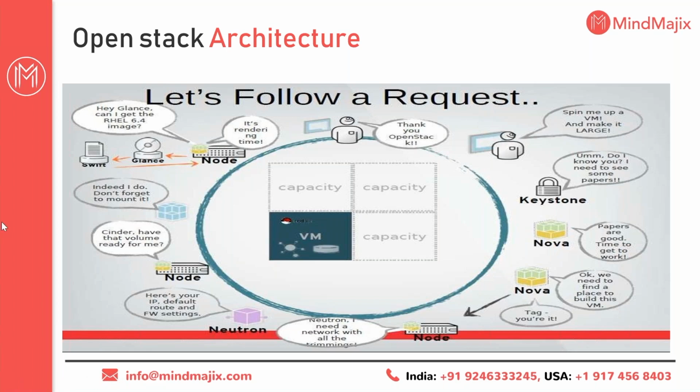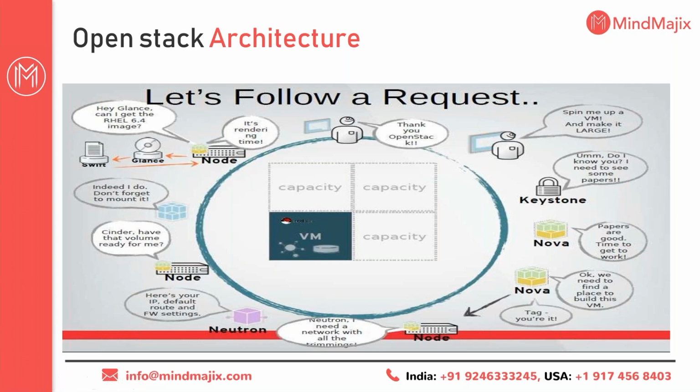We need an image also. We need Cinder also. Cinder is for block storage. So it will take all these things. It will take block storage to store objects or data inside that VM. Glance is for image. So this is the flow, how it works. So Keystone, Nova, Neutron, Cinder for block storage, Swift is for object storage, Glance is for image.